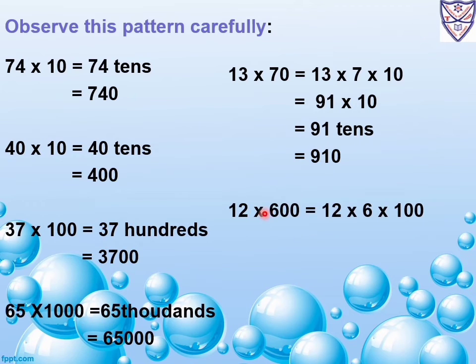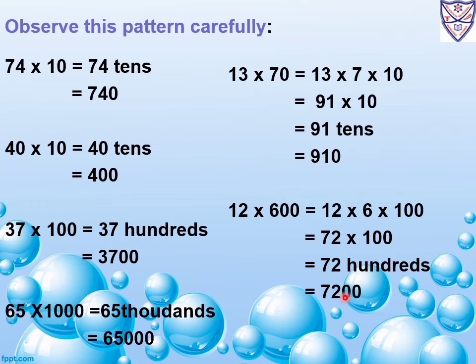Now 12 multiplied by 600. First we write 12 multiplied by 6 multiplied by 100. First we multiply 12 sixes, which is 72. Now 72 multiplied by 100, we get 72 hundreds, which means 7200.